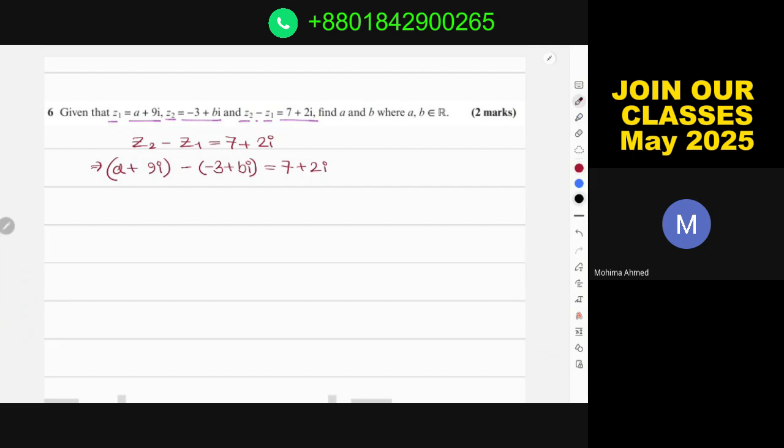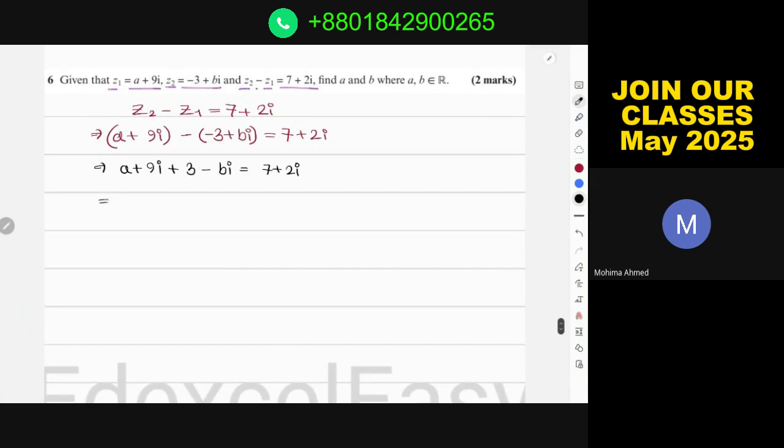Okay. Now, in this case, what happens? I know that the simple numbers can be added together and the imaginary numbers will be added together, right? So I'll first remove the brackets. You have a plus 9i plus 3 minus bi equals 7 plus 2i, right? From there, you have a plus 3, that is the simple numbers, and then 9 minus b is the imaginary number, equal to 7 plus 2i.